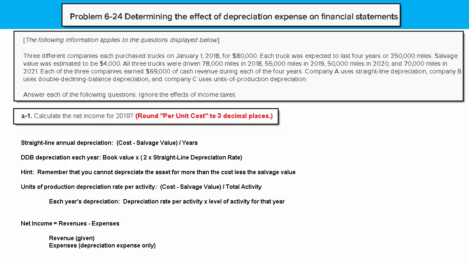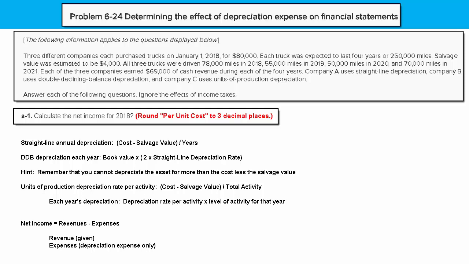Okay, so you can see the problem in front of you, and I'll read it. It's in that first rectangle. And it states, 3 different companies each purchased trucks on January 1st, 2018 for $80,000. Each truck was expected to last 4 years or 250,000 miles. Salvage value was estimated to be $4,000.